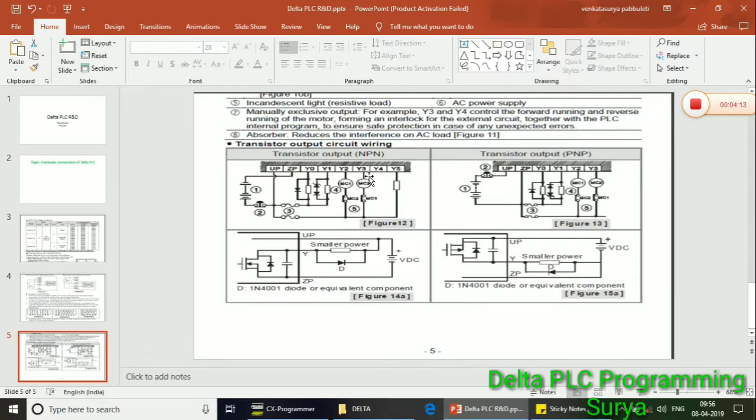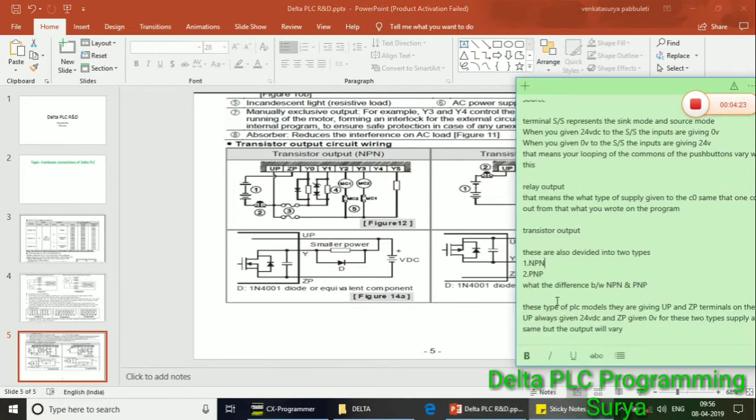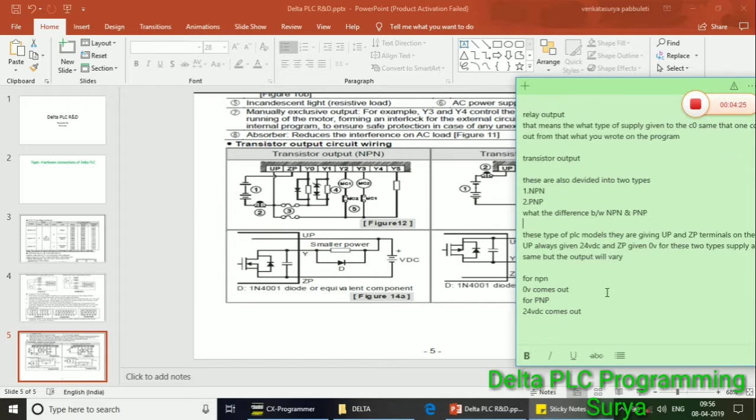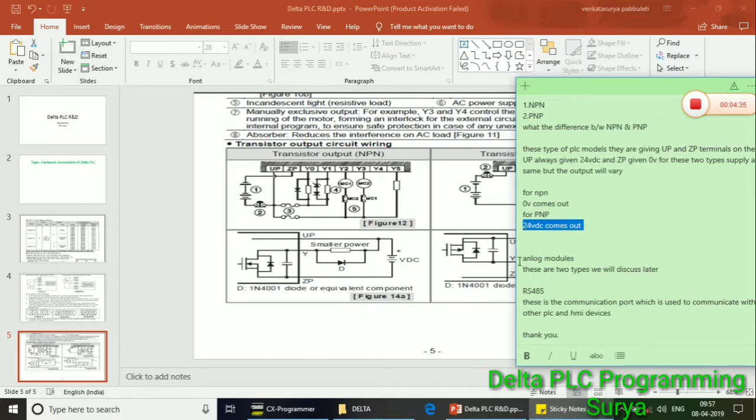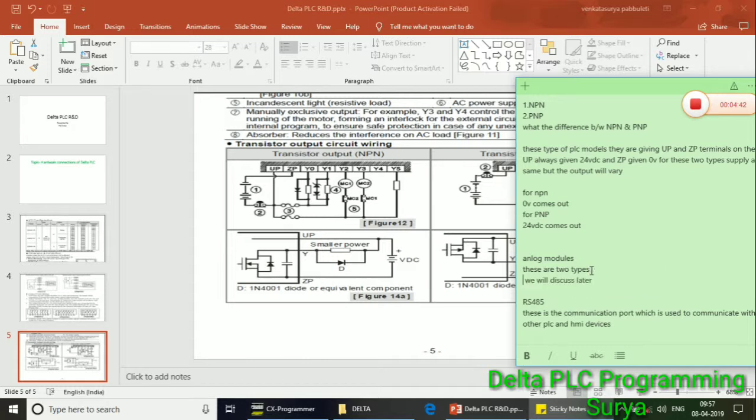So listen carefully. For the NPN transistor, the output will be 0 volts. For the PNP transistor, the output will be 24 volts. So this is the main difference between NPN and PNP transistors. The output varies, but the terminal configuration UP and ZP will always be the same for the two types of PLCs. This will not vary.